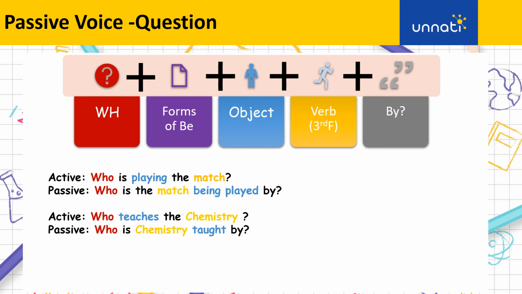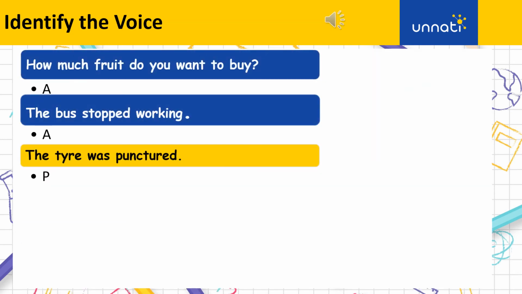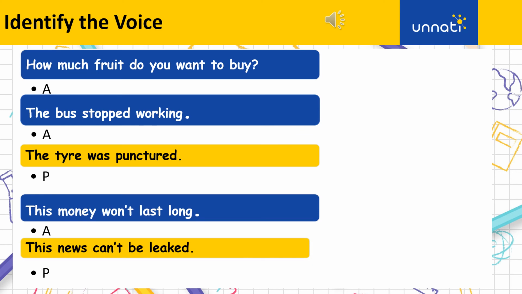Now, in the formula, we have the WH word plus the be verb plus object plus third form of verb, the main verb that is, and by. Now, if you take a look, oh, that was quite a bit that we covered. Finally, the exercise. But before we move on, a quick advice.